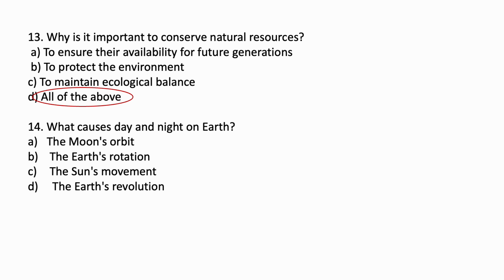Next one, what causes day and night on earth? Option A, the moon's orbit. Option B, the earth's rotation. Option C, the sun's movement. Option D, the earth's revolution. Correct answer is option B, the earth's rotation.